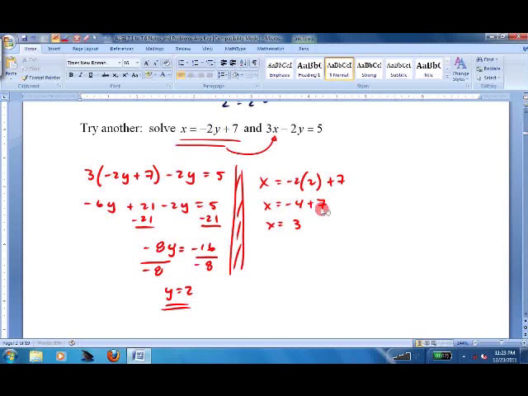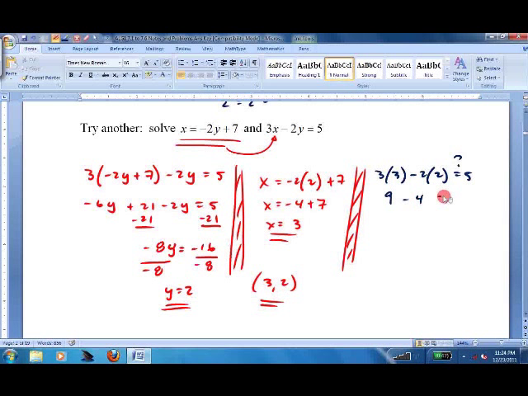Don't like my 7s. So there we go. Solution 3, 2. We're not done. So we check, which is nice. We should never get these wrong on a test. We'll use this one. 3 times 3 minus 2 times 2 equals 5, hopefully. 9 minus 4 equals 5. 5 equals 5. It checks.